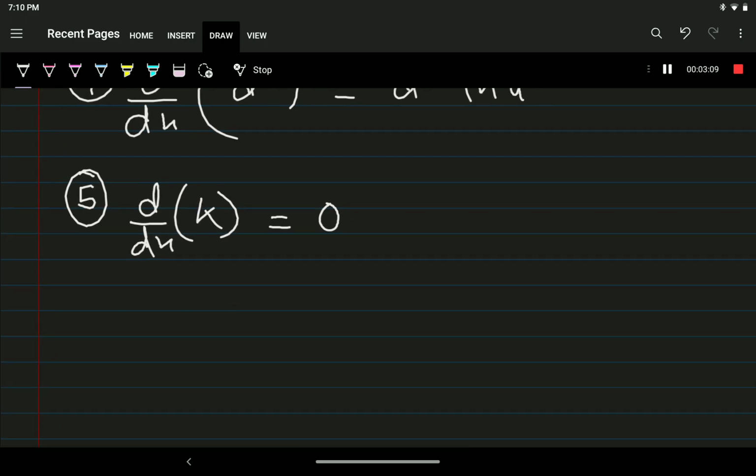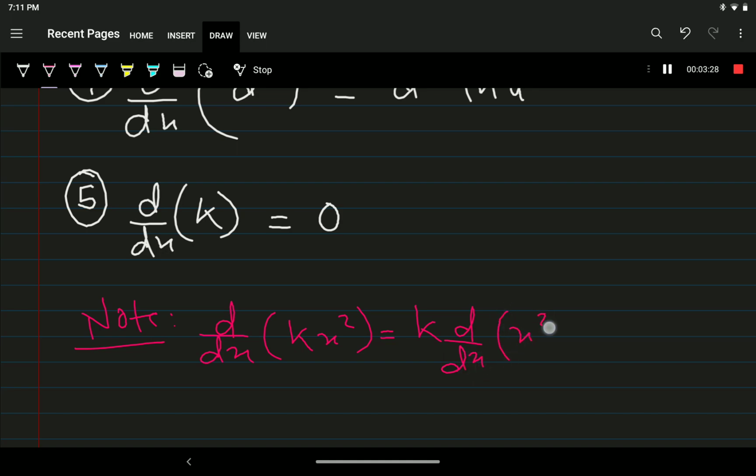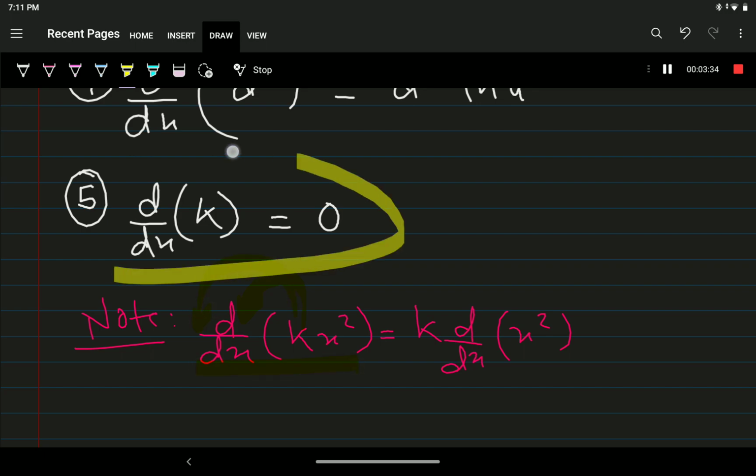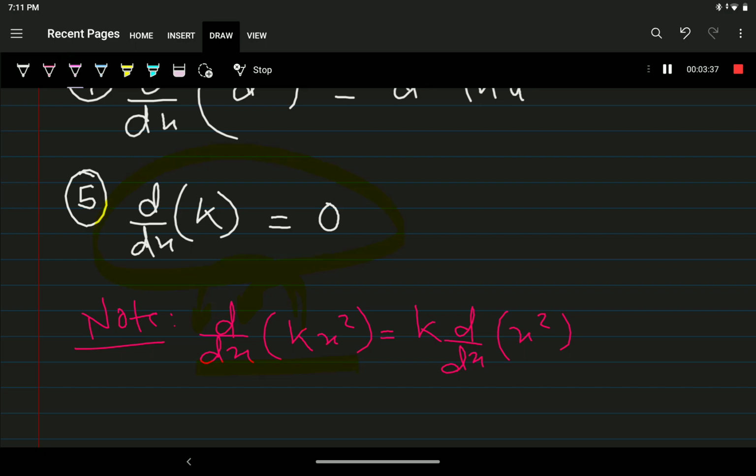Now, there is an important property. Write it as a note. If there is d/dx of, suppose, kx, it will be k into d/dx of x. Basically, the constant term comes out, and then it is different from this one. This is like d/dx of, suppose, 0.